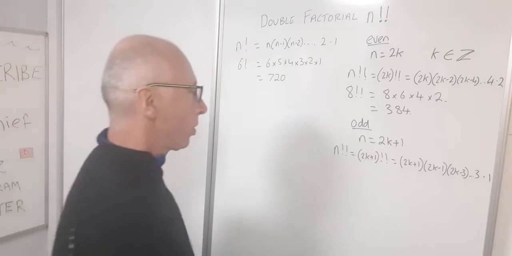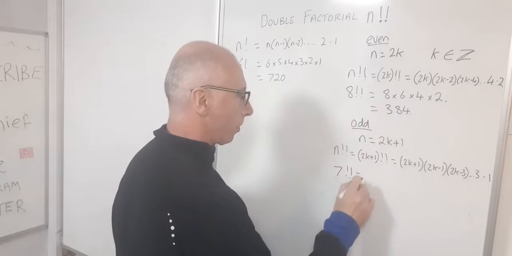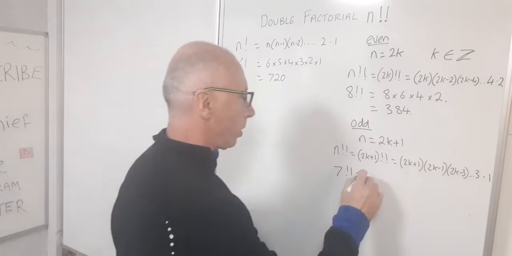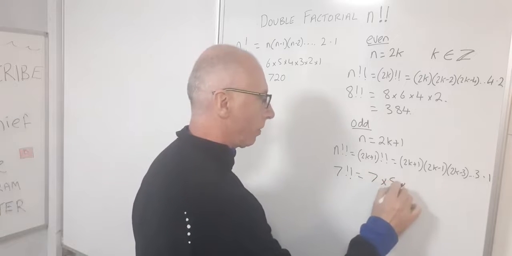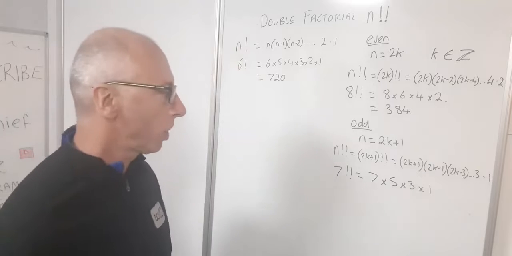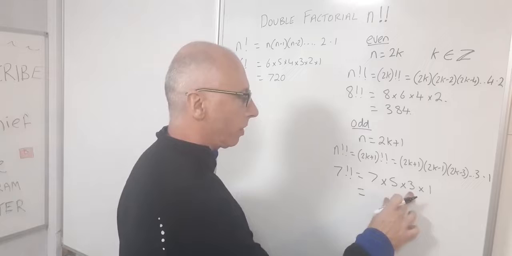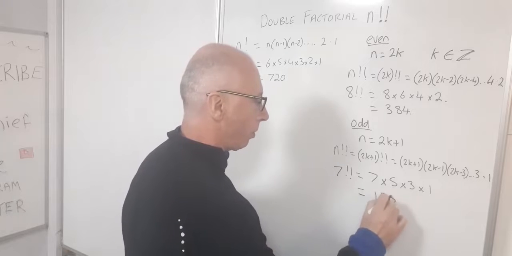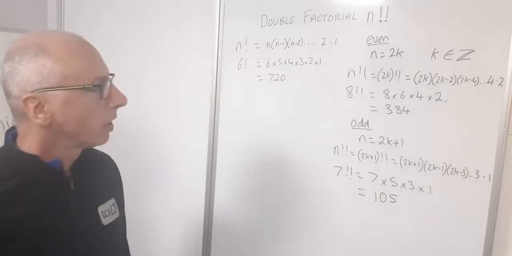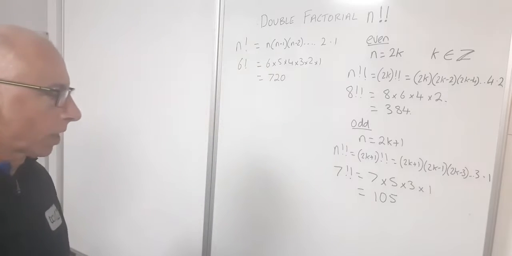So let's have a look at 7 double factorial, very close to our 8, of course. To calculate this, we do 7 times 5 times 3 times 1. 1 is trivial, but I've just included it there for now. So 7 fives are 35, times 3 is 105. So that's our 7 double factorial.